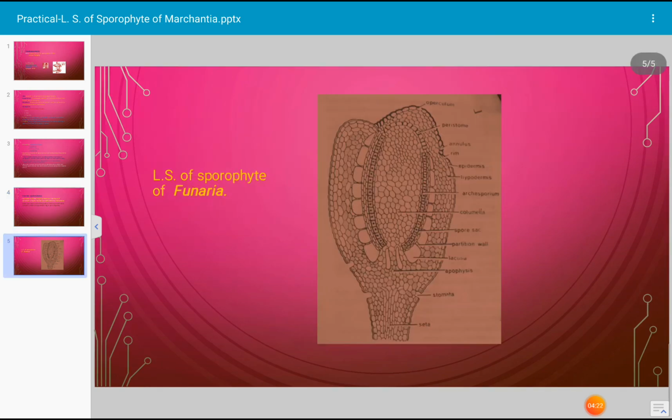And next, this is the photograph of the longitudinal section of the sporophyte of Funaria.